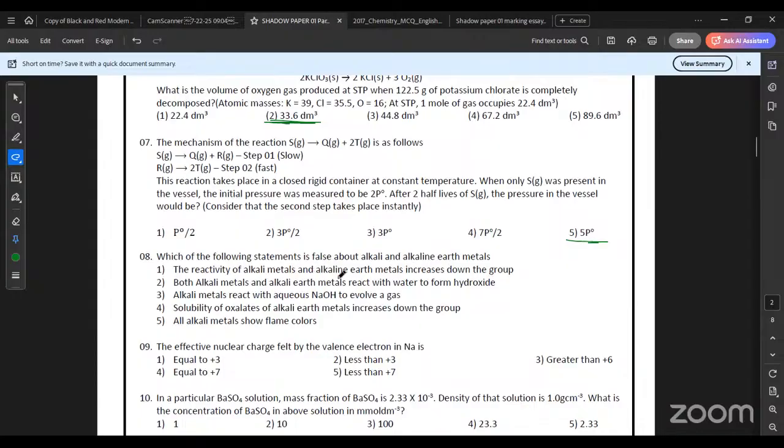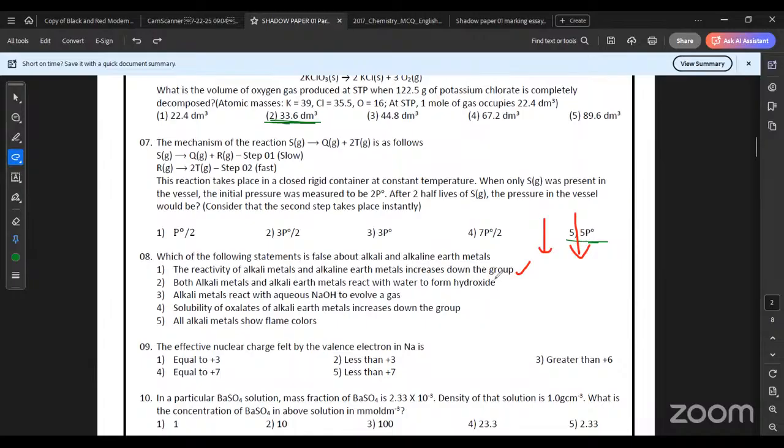Reactivity of alkali metals and alkaline earth metals. Alkali metal means the first group elements. You have to remember that. Alkaline earth metals are the second group elements. The reactivity of alkali metals and alkaline earth metals increases down the group. You know that the reaction with oxygen also increases down the group. Both alkali metals and alkaline earth metals react with water to form hydroxide.